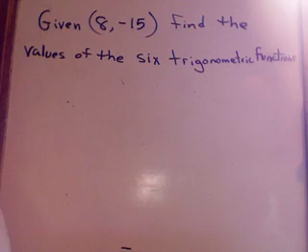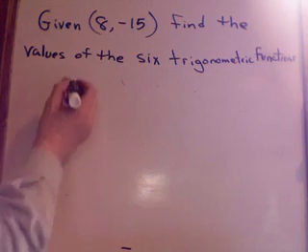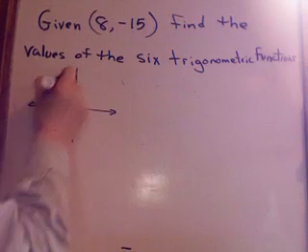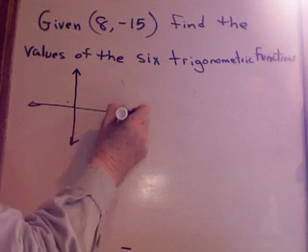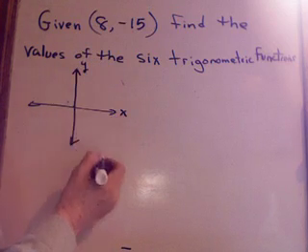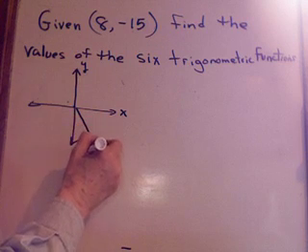All right, in this example, I'm going to show you how to find the 6 trig functions given some random ordered pair. So let's take the random ordered pair, 8, negative 15. First thing you do is think about a sketch, and where would that point be? So you draw your xy axis, and you think, well, over 8 down 15 would be somewhere down here. I don't need your numbers to be accurate.